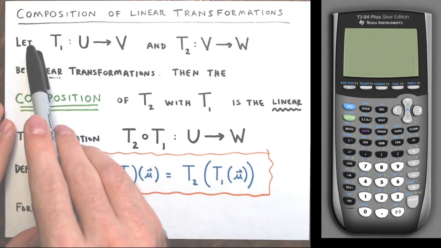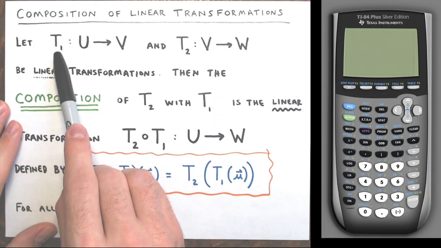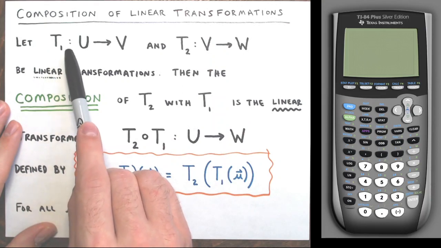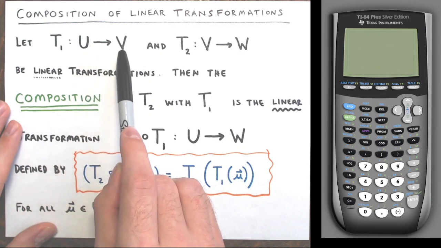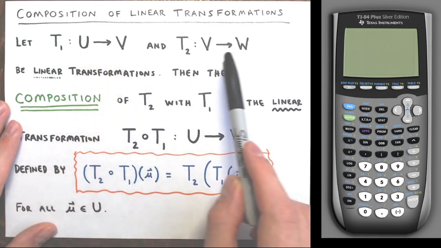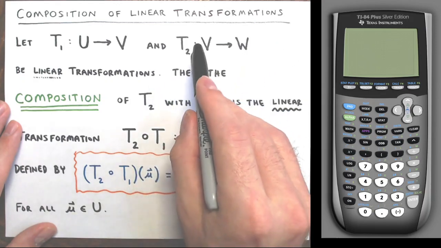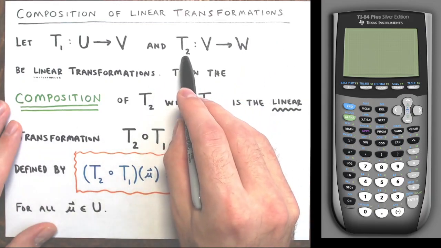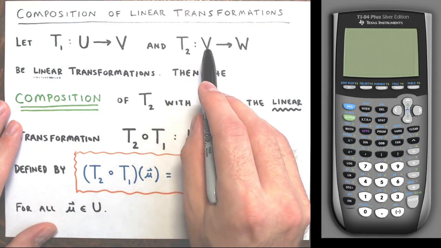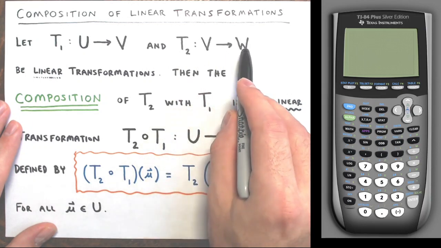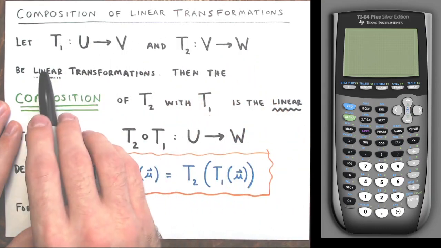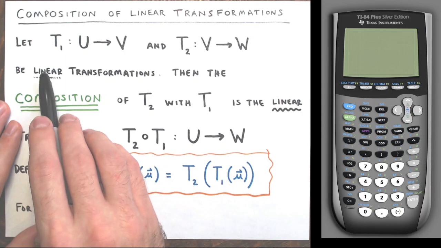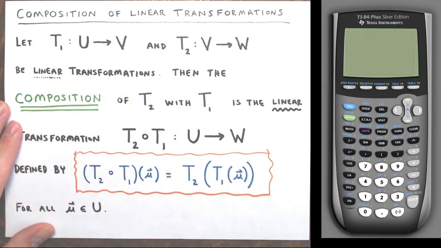So suppose we have two transformations, one called T1, transformation 1 from domain U to codomain V. These are vector spaces U, V, and W over here. And I have another transformation T2, transformation 2 from vector space V, domain V, to codomain W. And suppose that both of these are linear transformations. So both of them satisfy the additivity property and the homogeneity property.